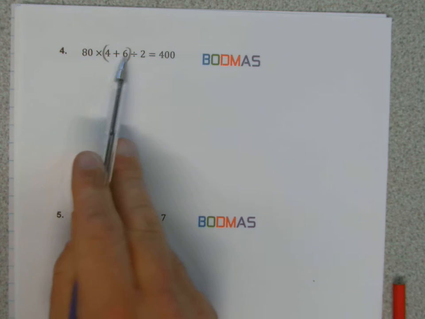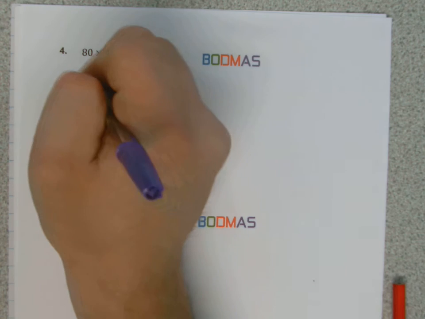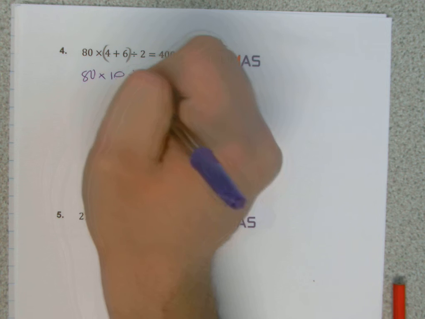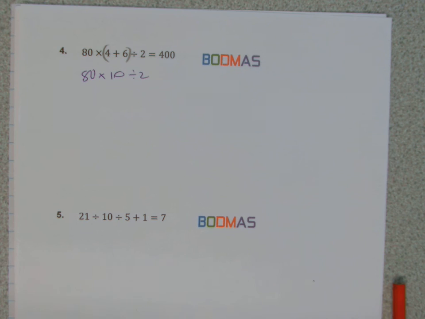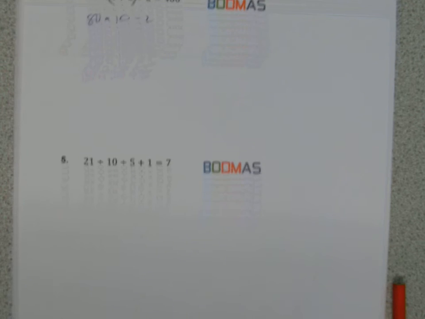Because that would become 10, and 80 times 10 then, divide by 2. Now, 80 times 10 is 800. Divide by 2 is 400. So it works. Okay, the bracket's in the correct place.